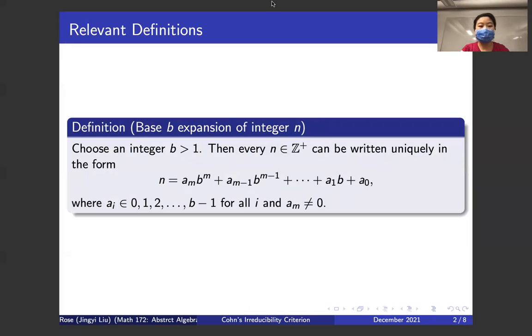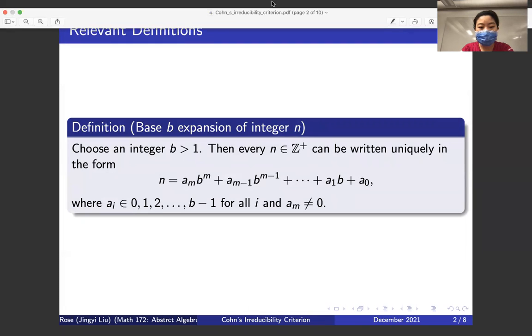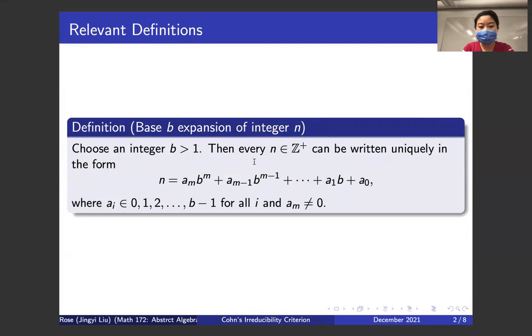The first definition is about the base b expansion of an integer n. Suppose we choose an integer b greater than 1, then every positive integer can be written uniquely in the form stated here. And the coefficients a_{m-1} all the way till a_0 are between 0 and b minus 1. And the leading coefficient a_m is not 0.